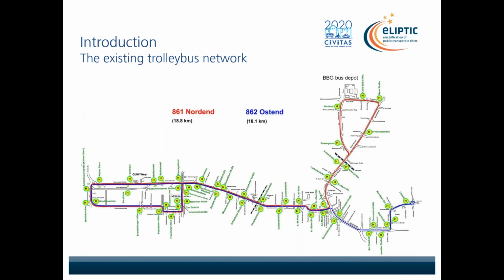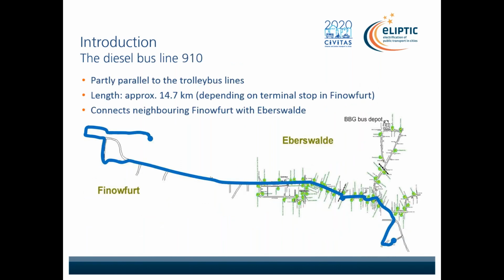Just as introduction, I would like to show you the existing trolleybus network, which also somehow resembles the urban structure of Eberswalde, which is a stretch of a settlement. At the moment, we have 2 trolleybus lines, which is 861 from North End to the Big Star or Großer Stern, and 862 from Ostend also to the eastern part of the city. The use case we are talking about is the conversion of diesel bus line 910, which connects the neighboring Finowfurt with Eberswalde.